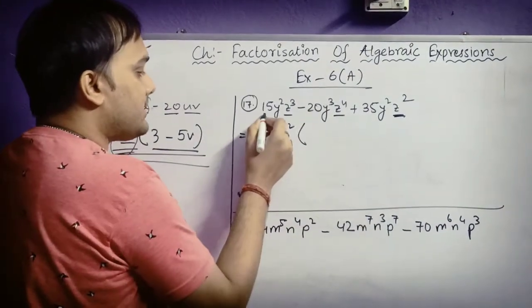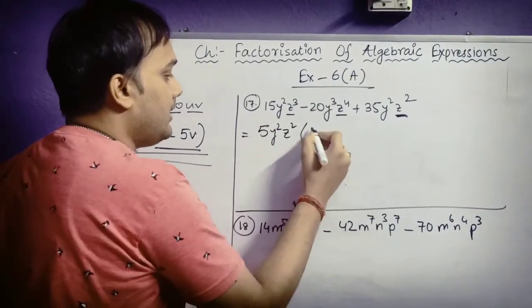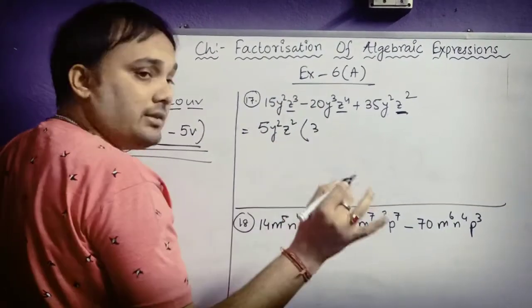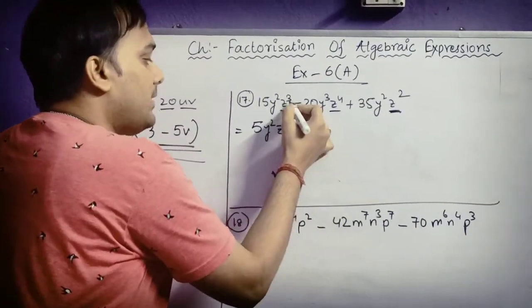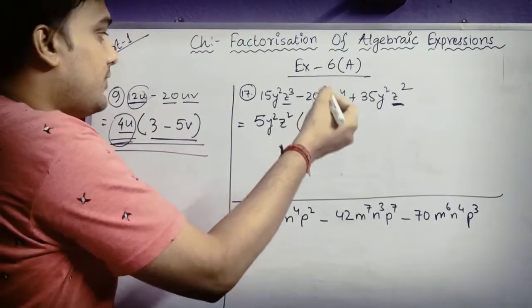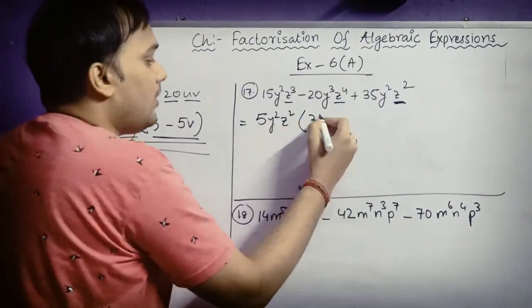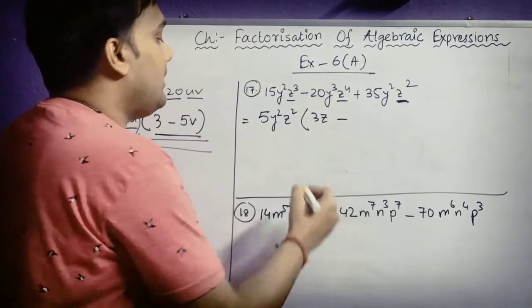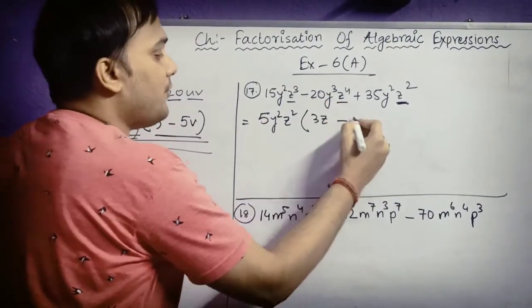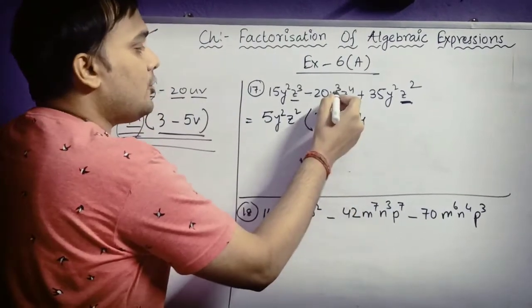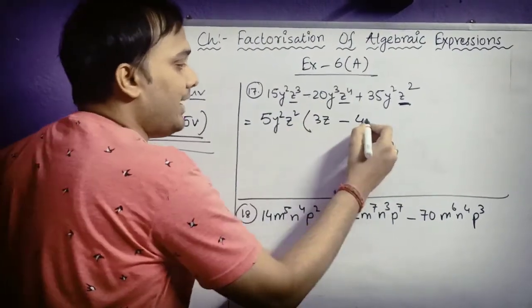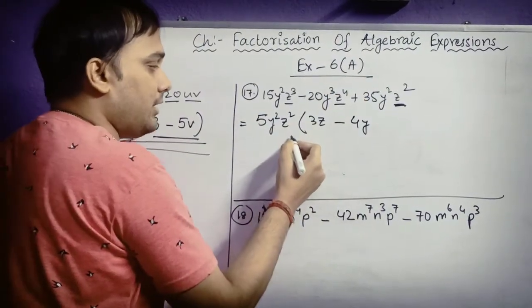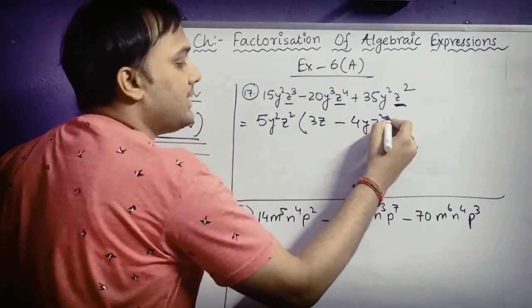So what remains here? From 15, if I have taken 5, 3 remains. Y square is completely taken outside, so nothing remains in y. And z cube, z square, that means out of 3 z's, 2 z's I have taken, so only a single z remains here. Next, minus, as the minus sign is there. 20 divided by 5 is 4, so I will write here 4. Y cube is here and y square I have taken, so only y remains here. And z to the power 4 is here and z square I have taken, so what remains here is z square.